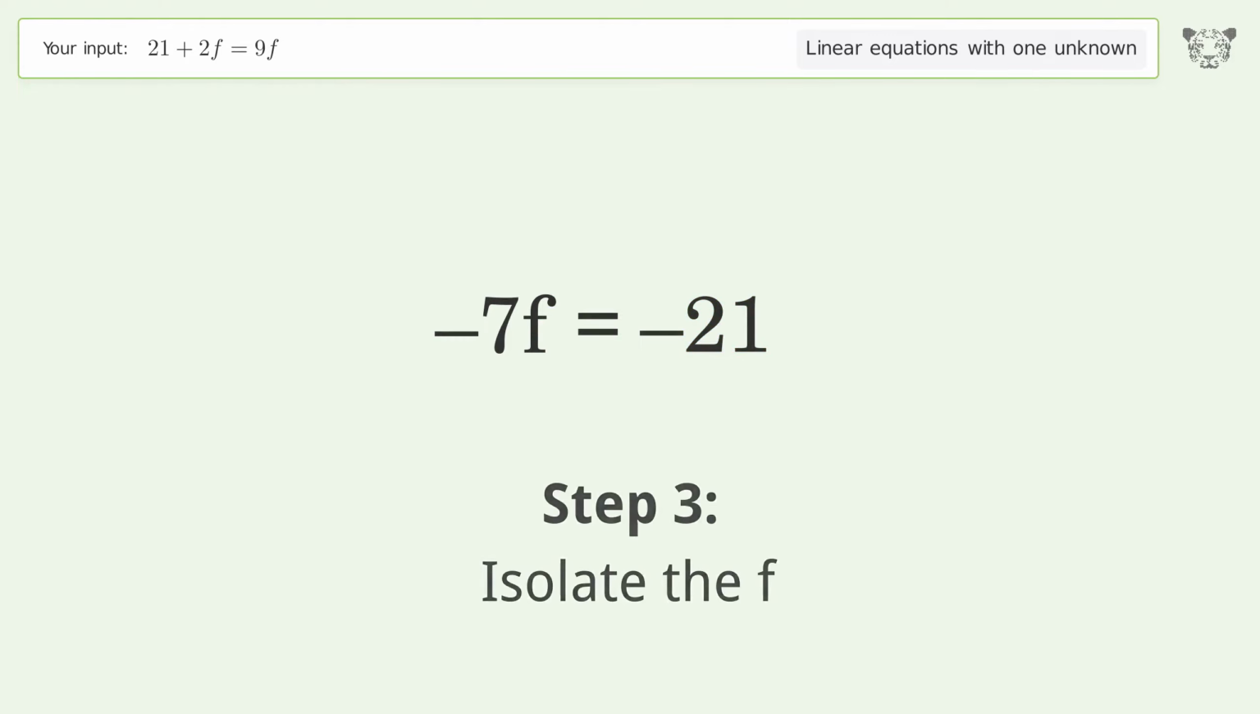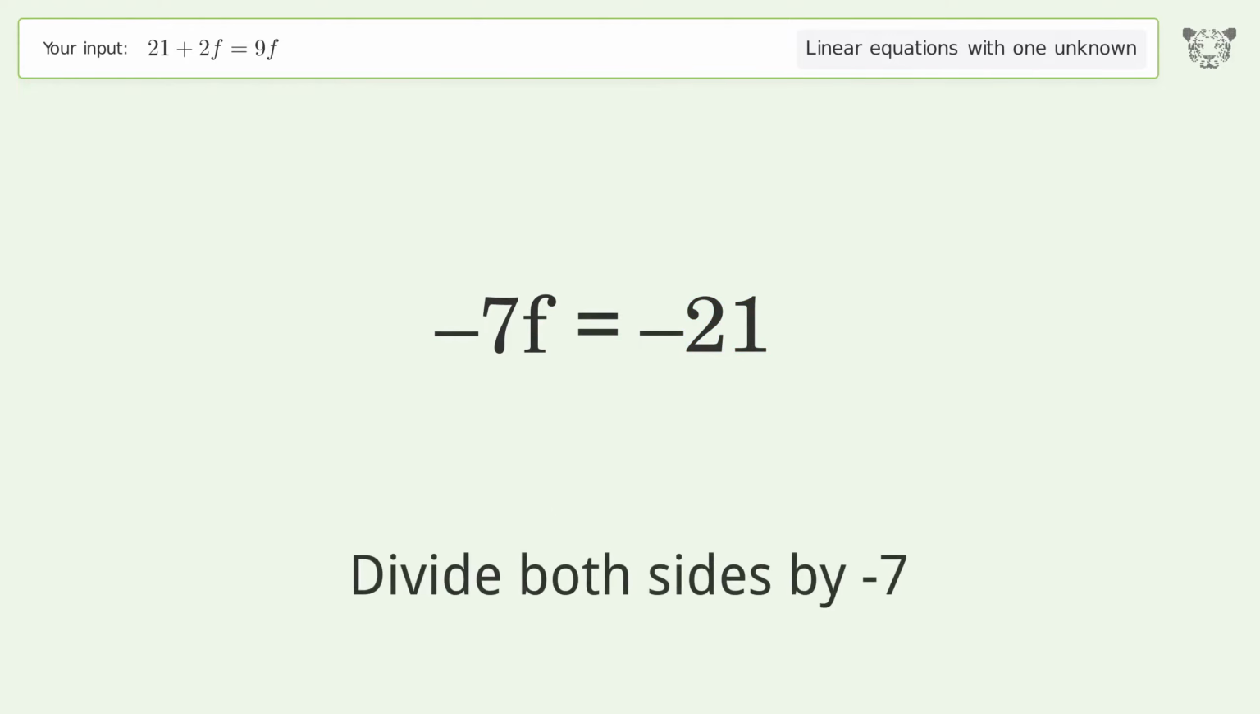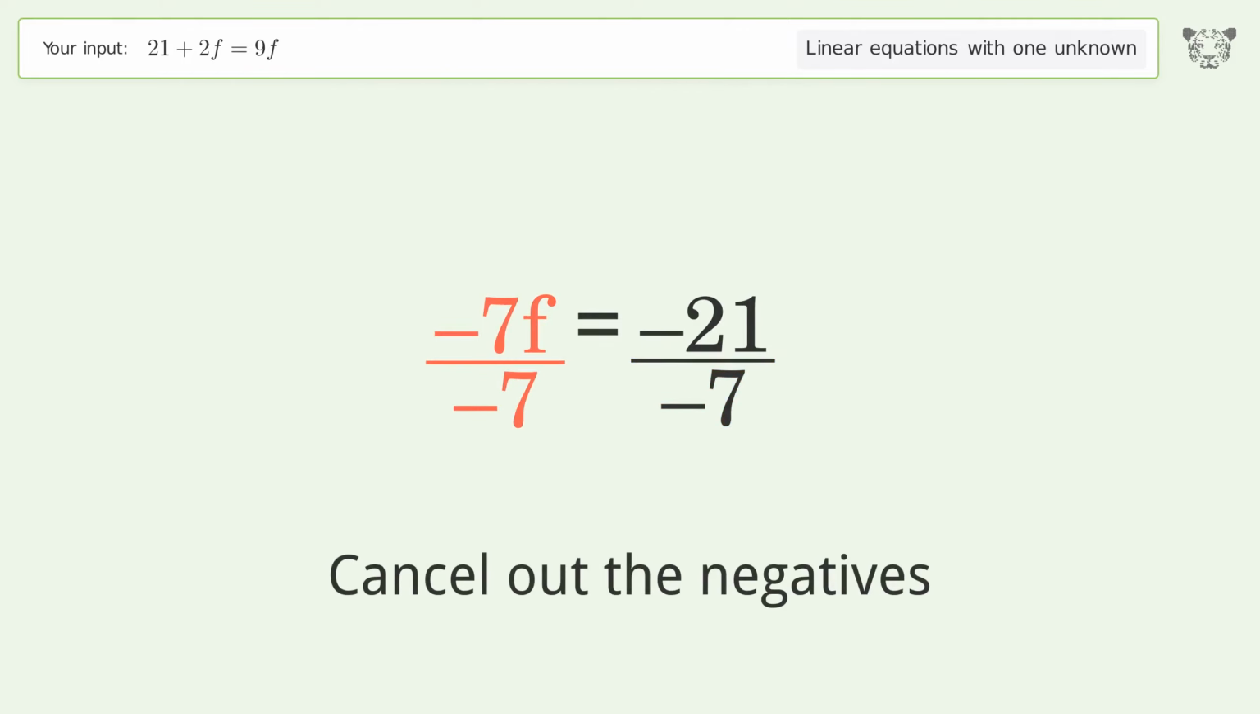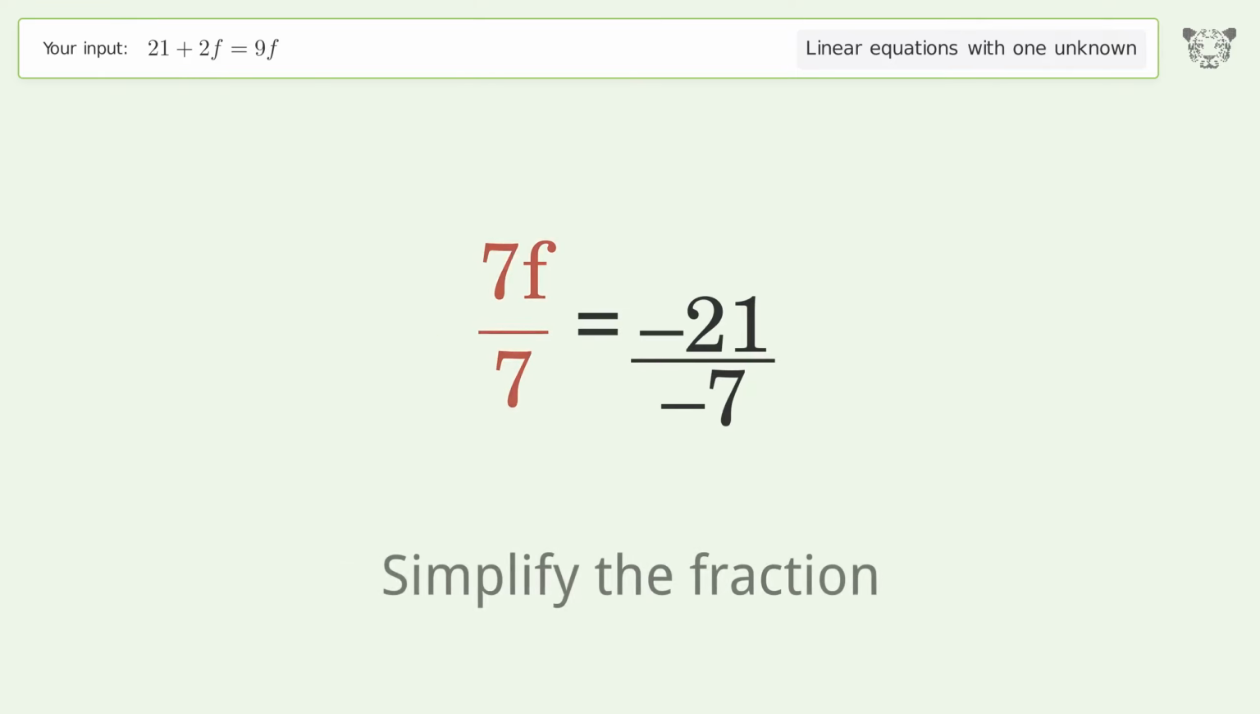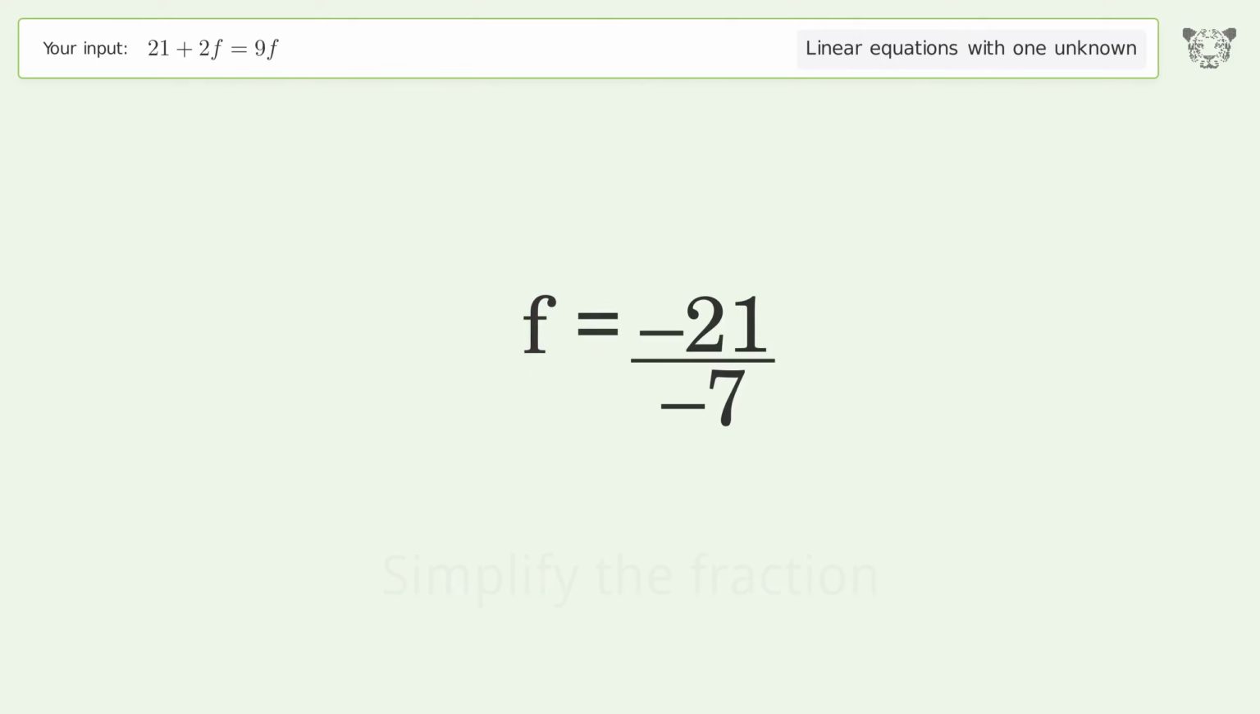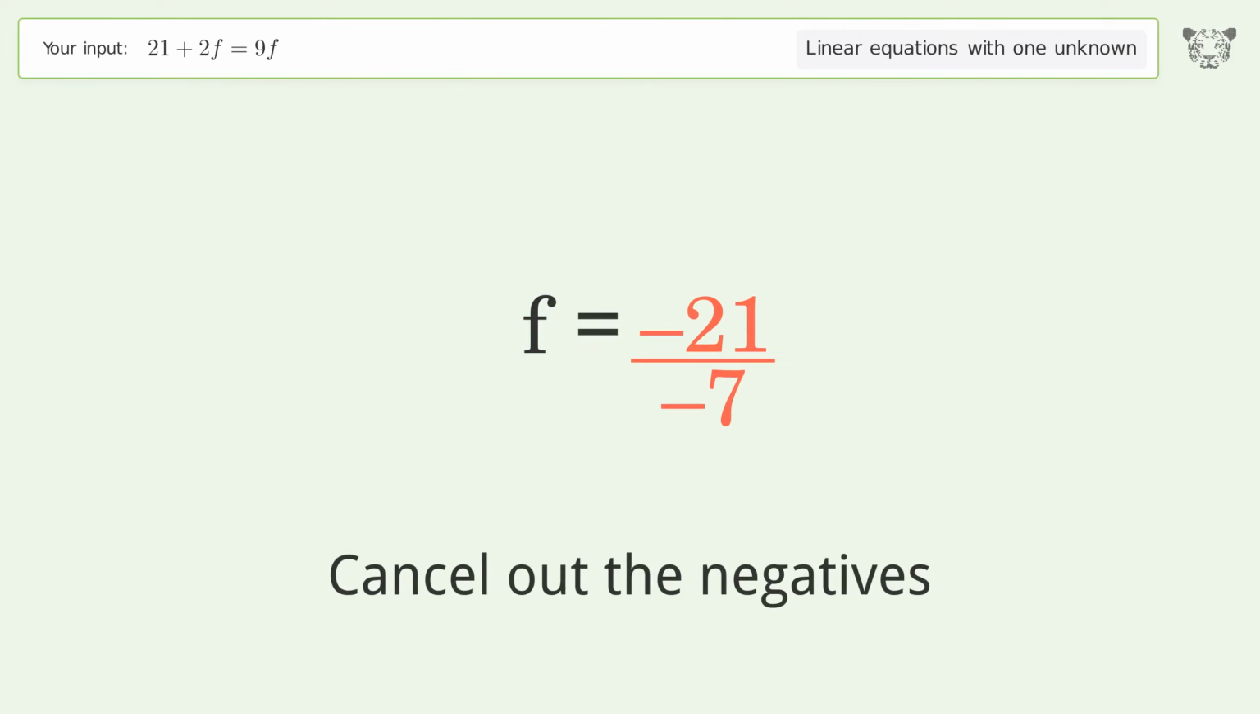Isolate the f. Divide both sides by -7. Cancel out the negatives. Simplify the fraction. Cancel out the negatives.